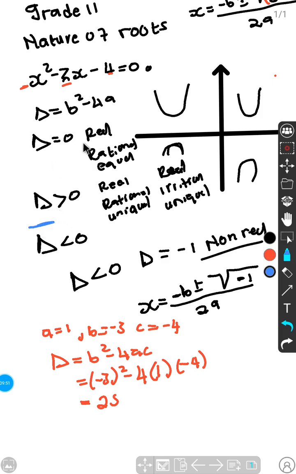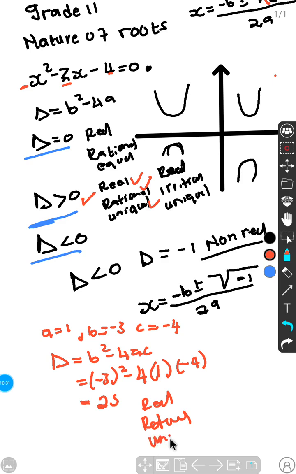We said that the discriminant can be equal to 0, greater than 0, or less than 0. What we found here is that the discriminant is greater than 0, meaning that the roots can either be real, rational, and unequal, or real, irrational, and unequal. So what number do we have? We have a perfect square, which is 25. So the roots of this quadratic equation will be real, rational, and unequal.